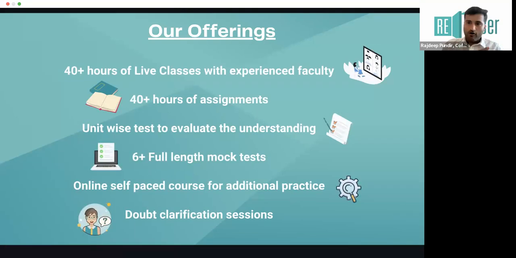Now with that, we have covered all of that. And I think the last component I wanted to cover was our offering, how ReWiser as a company really helps in this entire AP prep. So as a company, we offer two programs for the AP students. You have a one-on-one program that you could do with our faculty. You have a group program that you could do with us.